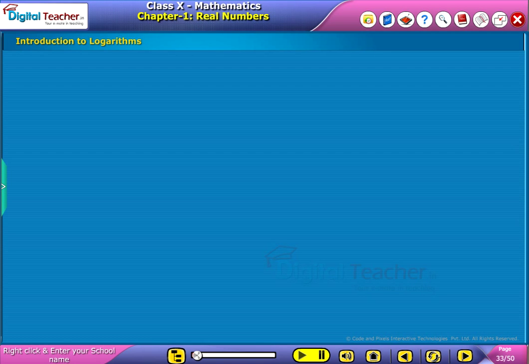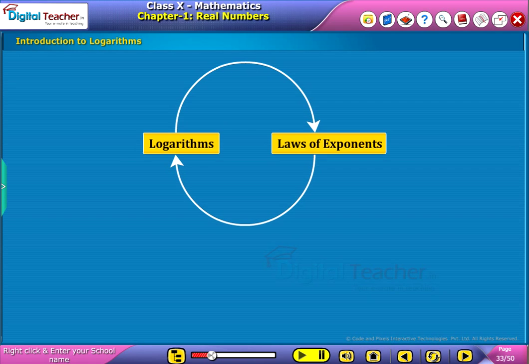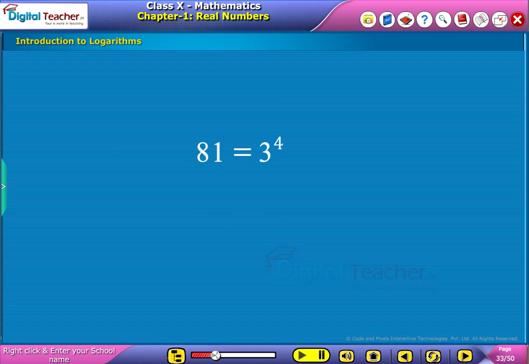Introduction to logarithms. Before going to learn about logarithms, we need to recollect laws of exponents. To understand logarithms, a good knowledge of laws of exponents is required. In the given example, the power or exponent or index and base are shown on screen. Now, let us learn about the need of logarithms.